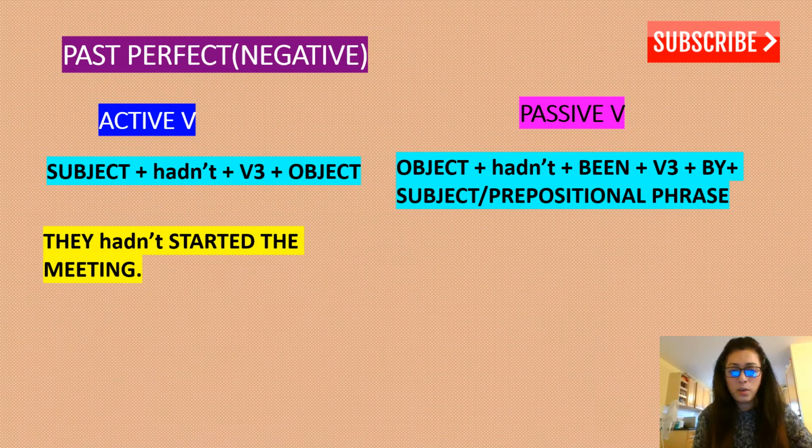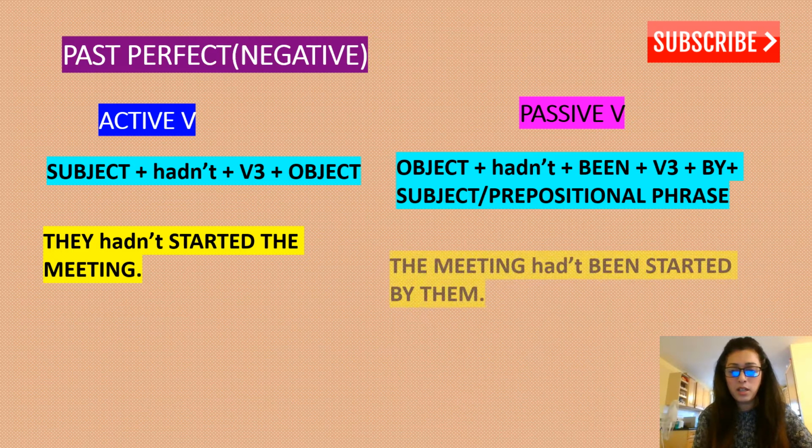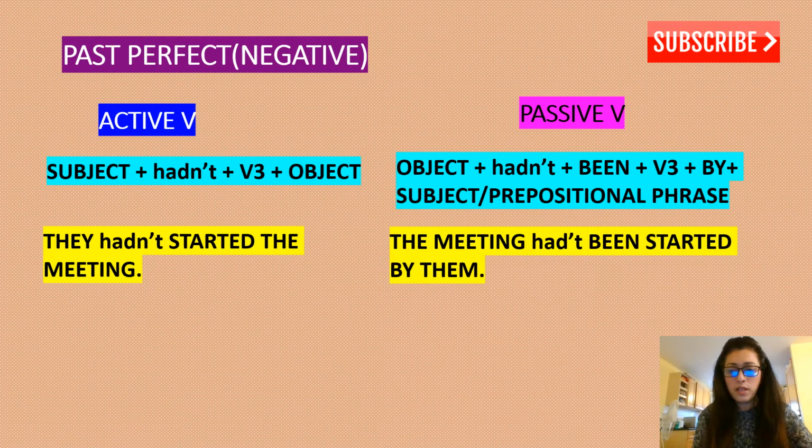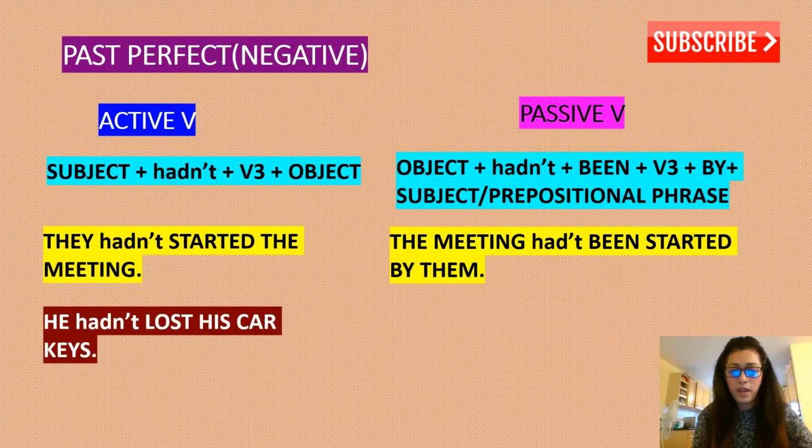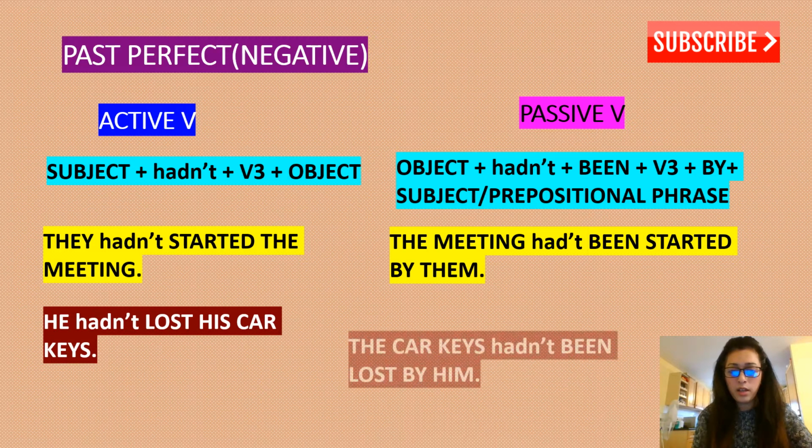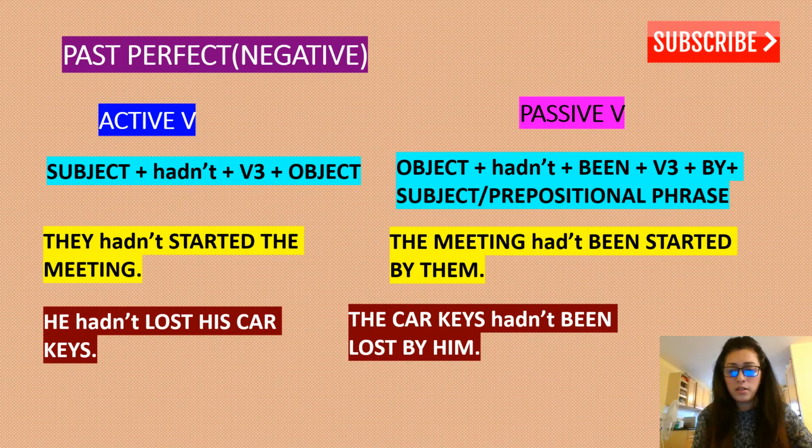So my sentence will be they hadn't started the meeting. The meeting hadn't been started by them. He hadn't lost his car keys. The car keys hadn't been lost by him.